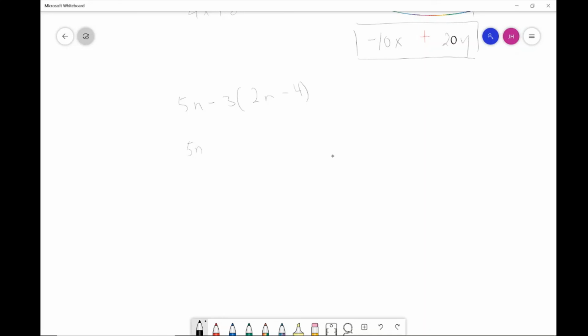But before we put anything else, look here, we have to distribute. In this case, we'll distribute the entire -3, or we can read it as -3. -3 distributes to the first term and to the second term. So that will become -3 times 2n minus 3 times -4.